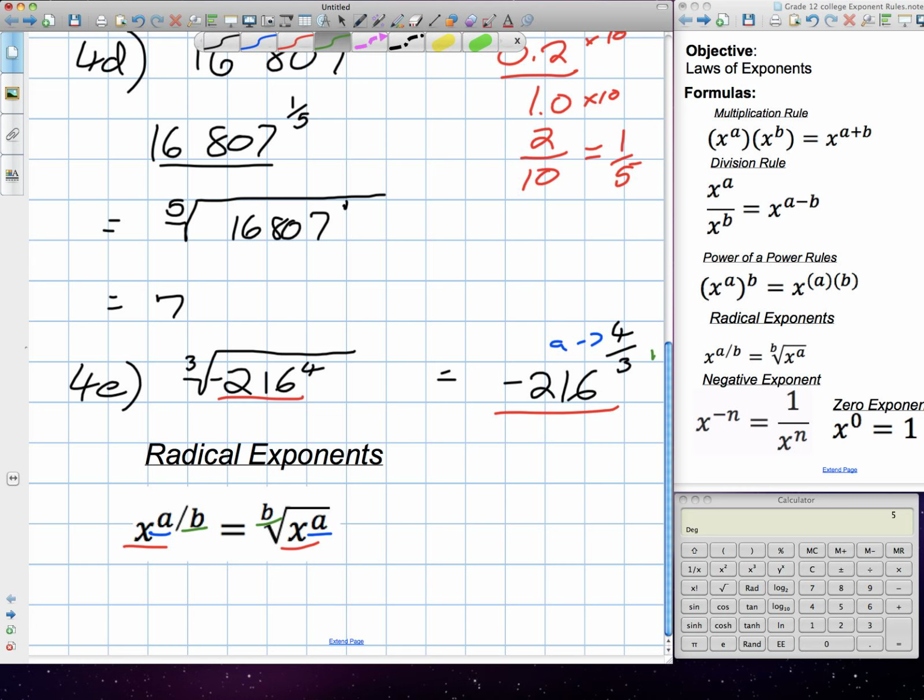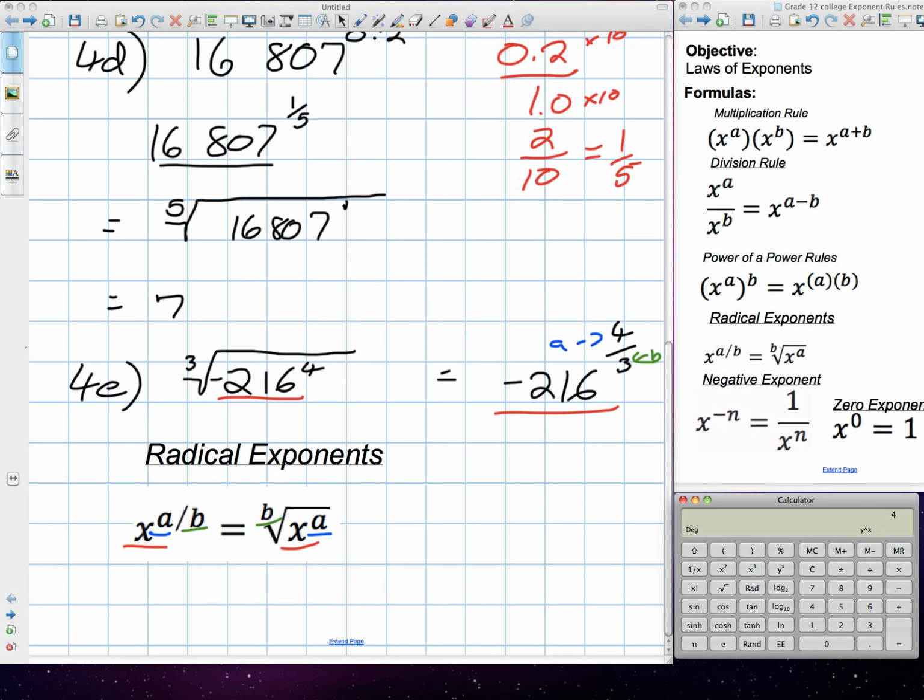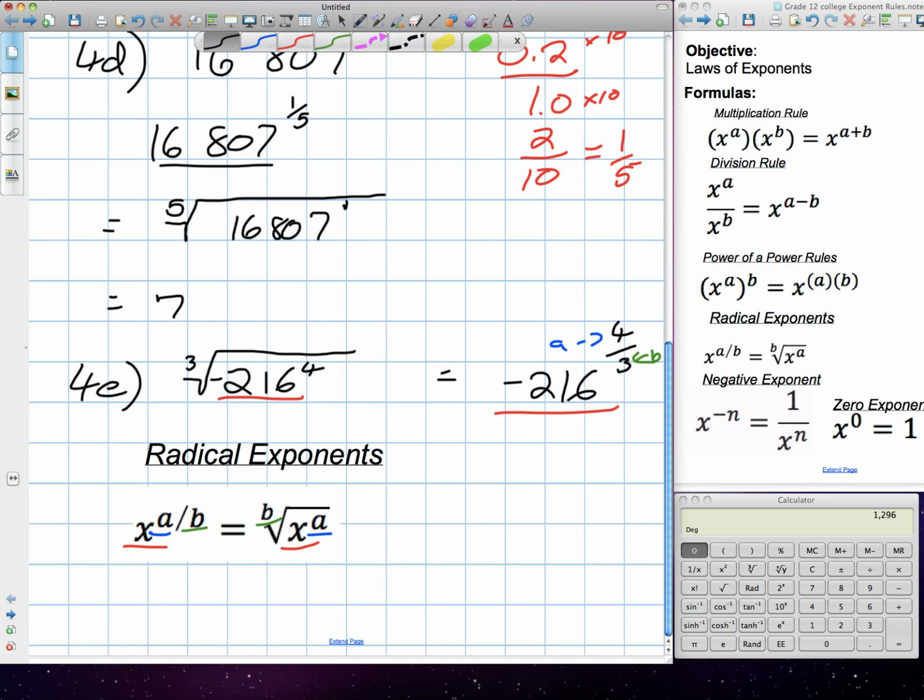Now the difficult part of this would be to evaluate it. To evaluate, imagine we're dealing with brackets. The underneath of the root is what we deal with first. So negative 216 to the power of 4, I'd put that in my calculator. Very large number. I then find the third root of it. So if we were to evaluate, we get 1,296 as our answer.